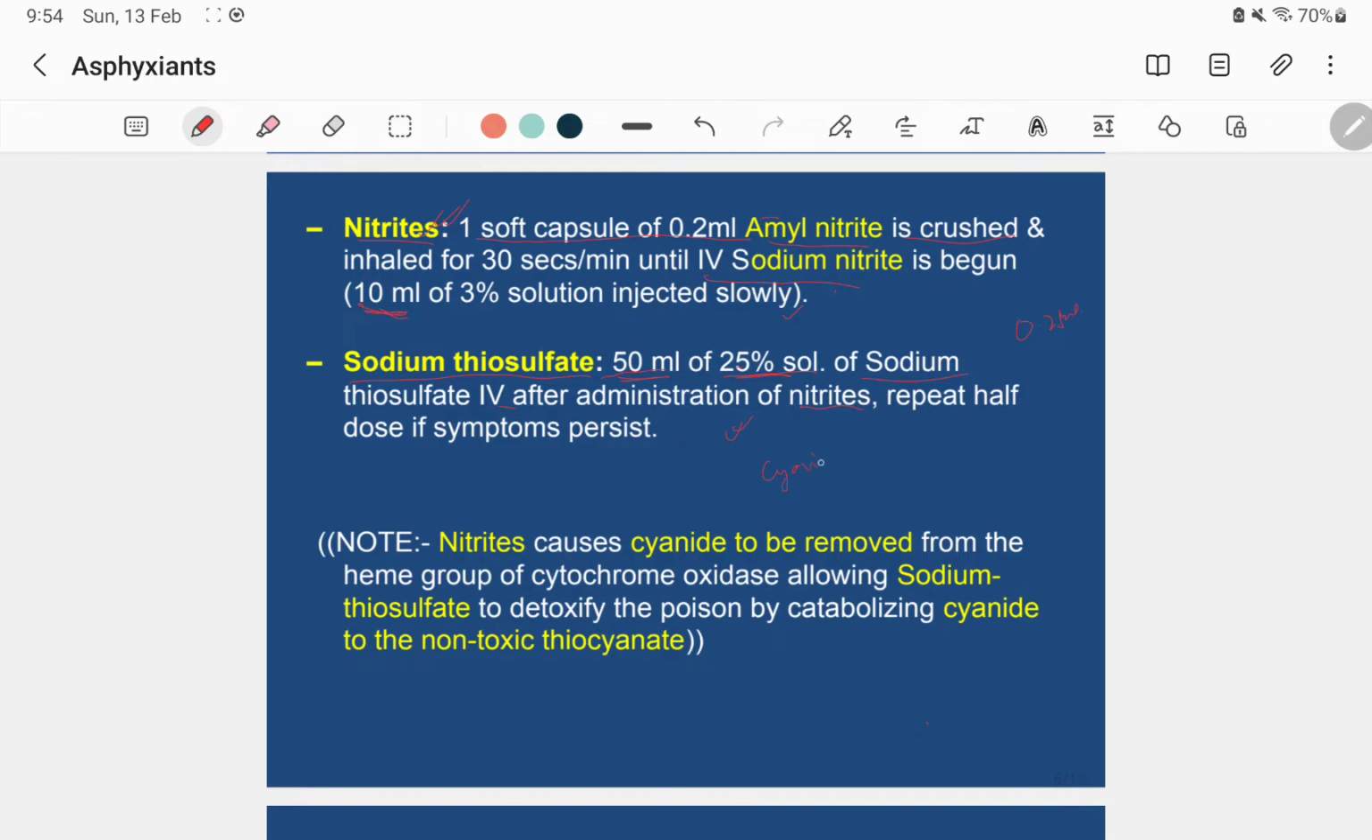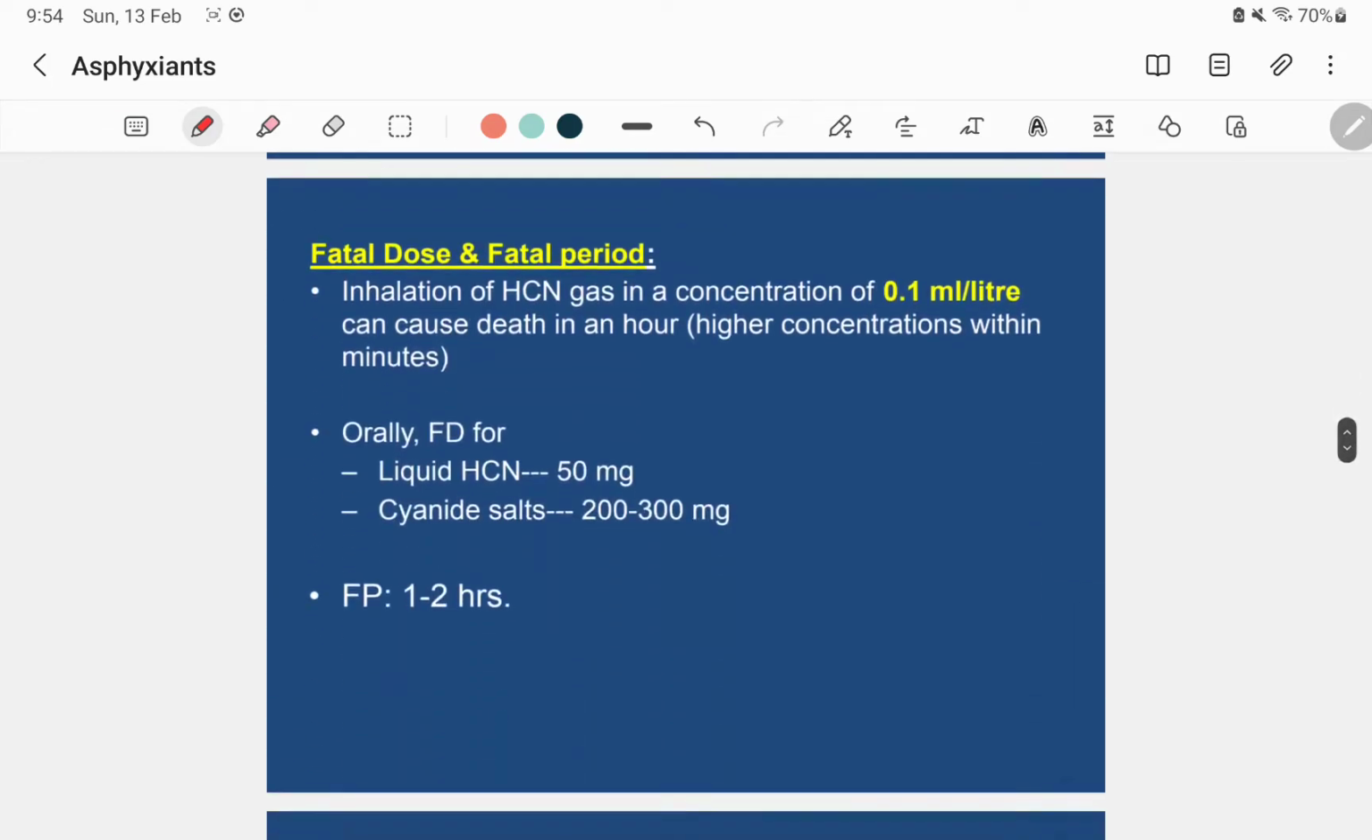Now the mechanism of action. Cyanide is usually attached to the heme group of the cytochrome oxidase. Nitrite will remove the cyanide from the heme group of the cytochrome oxidase. Now nitrite's job is done. Now what will come? Sodium thiosulfate. It will change the cyanide from toxic to non-toxic form, known as non-toxic thiocyanate.